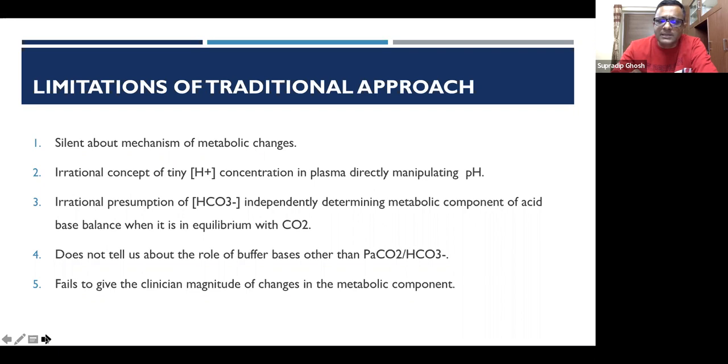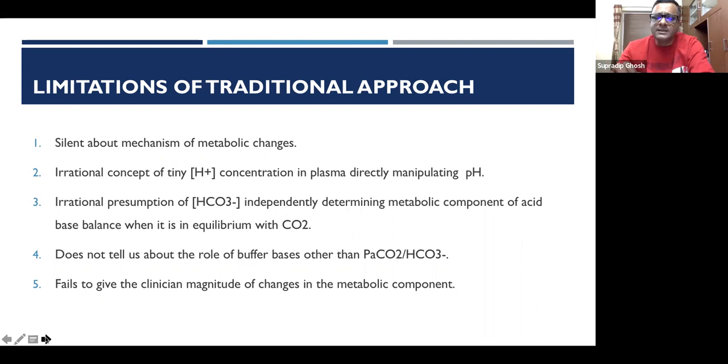why the pH has changed to either decreased or increased. Secondly, in the traditional approach, it is assumed that hydrogen ion concentration is directly changing and being responsible for manipulating the pH of the solution. Whereas Stewart says that hydrogen ion concentration changes are actually a result of different other changes. So hydrogen ion concentration changes are secondary to other changes.